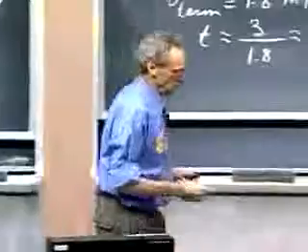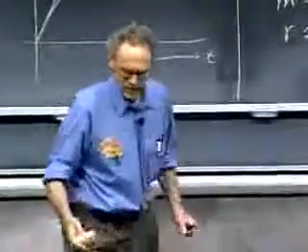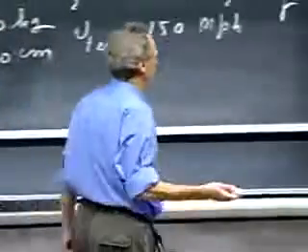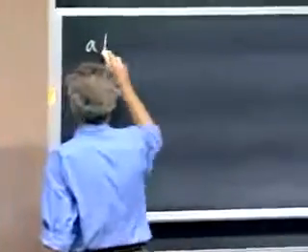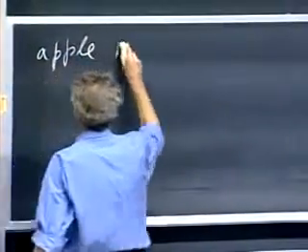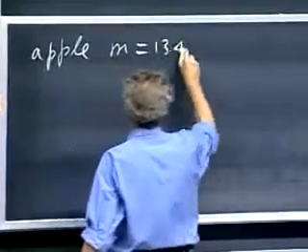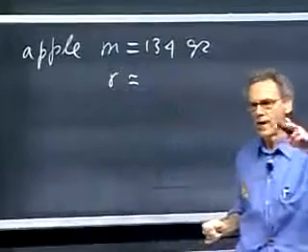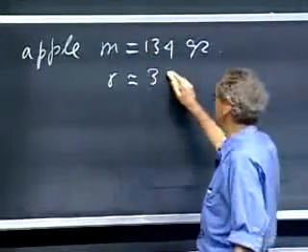The apple has a mass of 134 grams. It's easy to weigh, of course. So this was our apple during our first lecture. M is 134 grams. It's almost a sphere, really. Not quite, but almost a sphere, and the radius is about 3 centimeters.